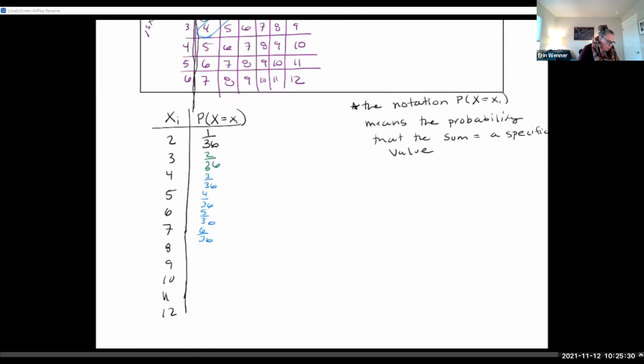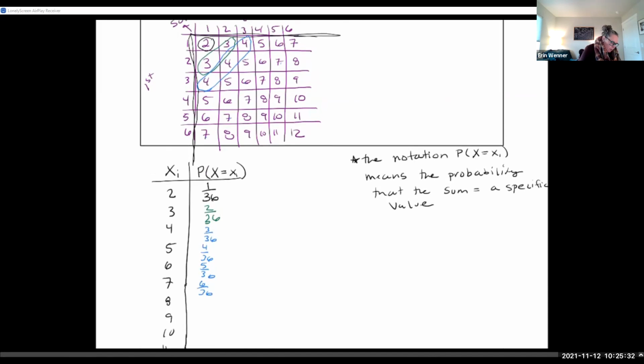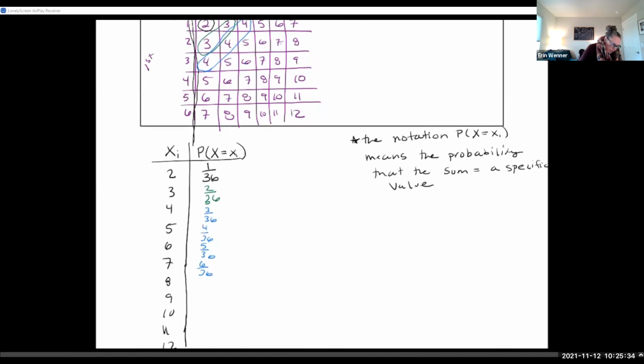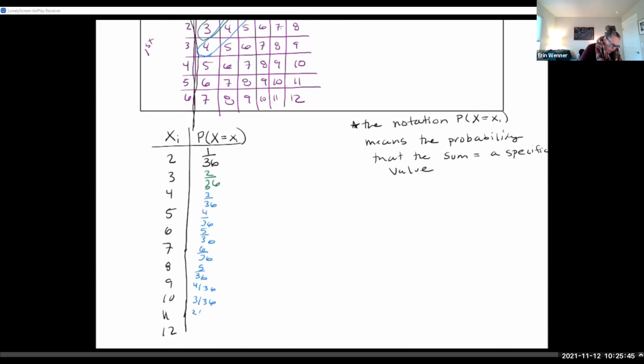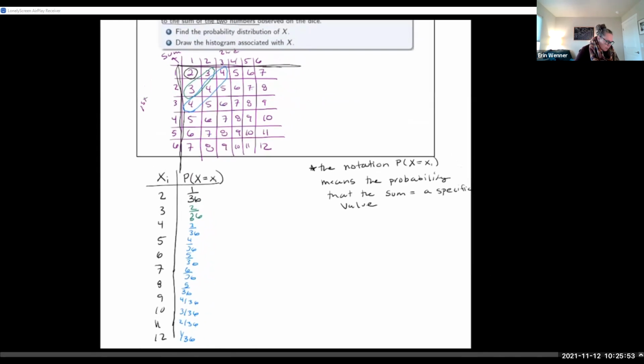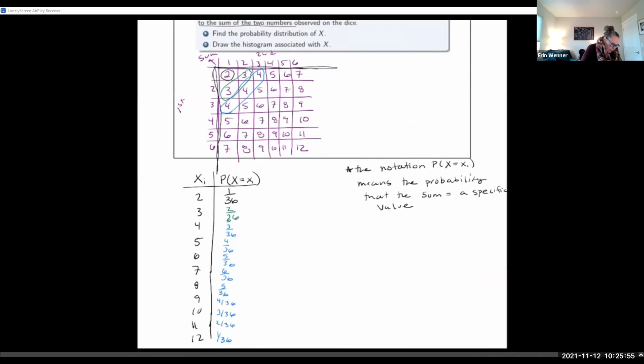And then what happens after 7? Well, our sums start to go down. So now 8 is going to be a 5 out of 36. 9 is 4 out of 36. 10 is 3 out of 36. 11 is 2 out of 36. And 12 is 1 out of 36. So we have created the probability distribution. Again, this part right here is the probability distribution.